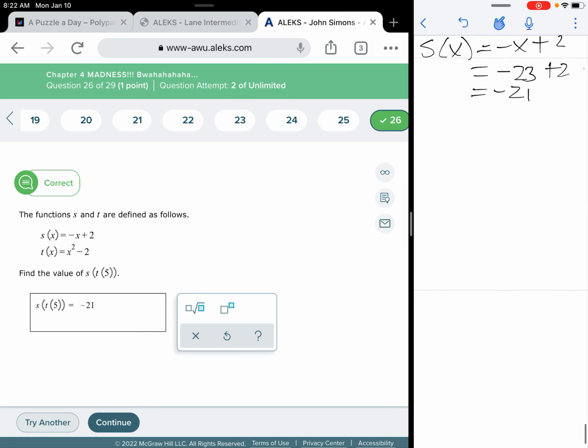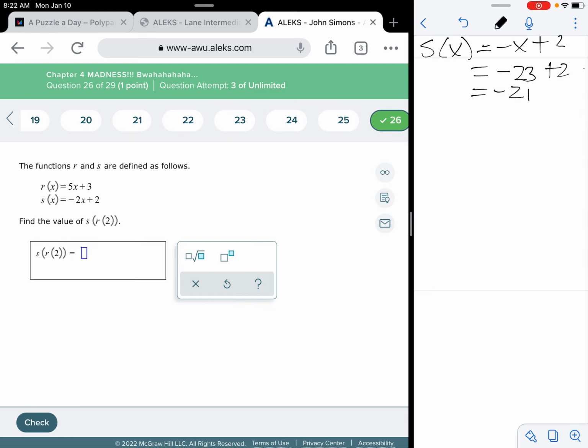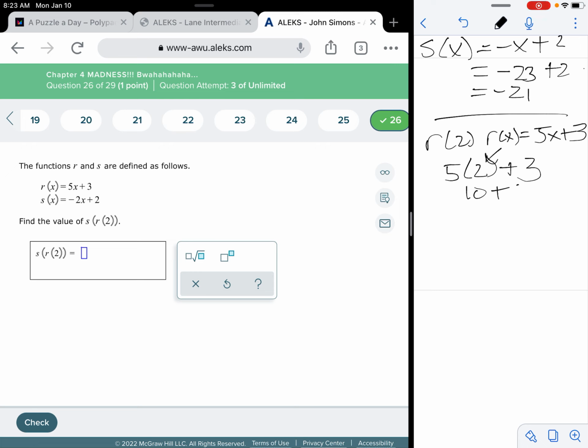Let's move up a little bit, just so we really feel comfortable with this. I'm going to start with r of 2. My r function is 5x plus 3. So I'm going to have 5 times 2 plus 3, because my r function was 5x plus 3, and I'm just substituting in 2 for x. That becomes 10 plus 3, which simplifies to 13. So that's what r of 2 is.